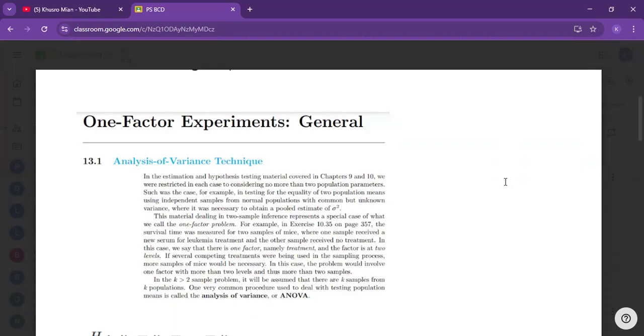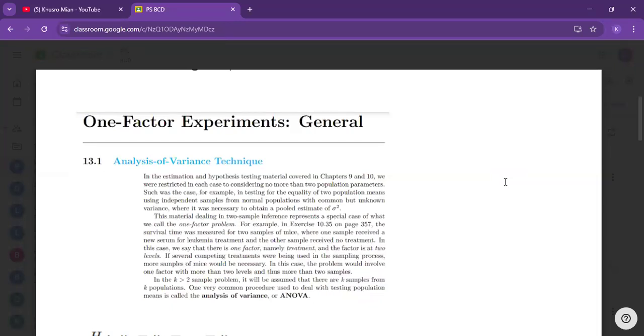One-way experiment, analysis of variance technique. In the estimation and hypothesis test material covered in chapters 9 and 10, we were restricted in each case to considering no more than two population parameters.